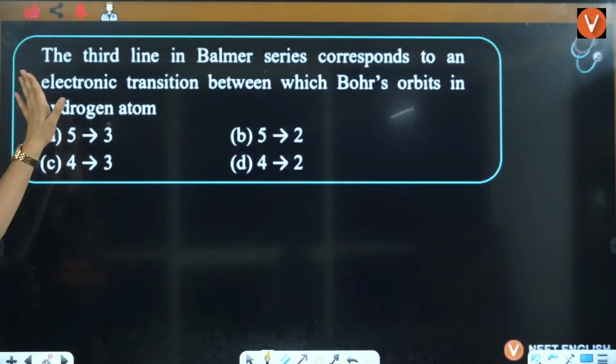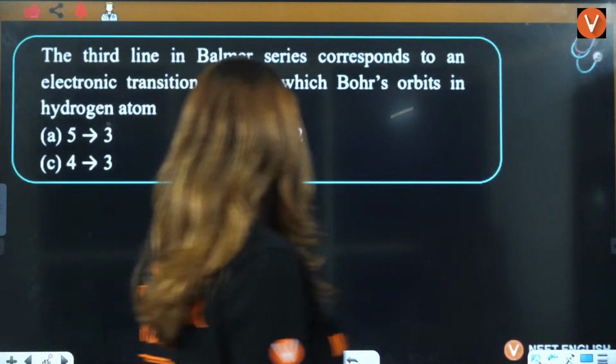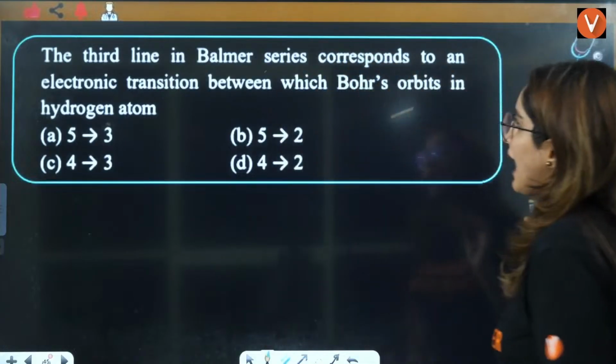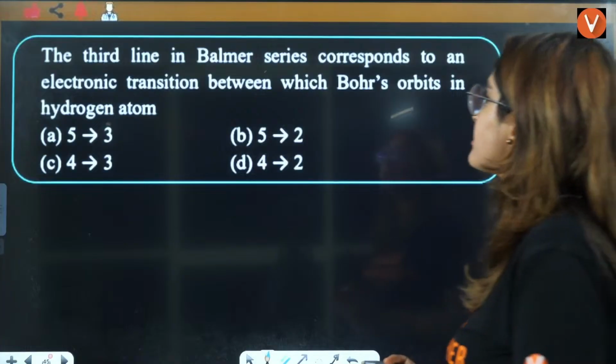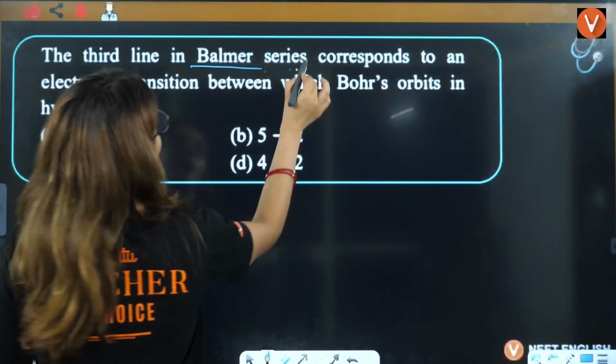Now, next: the third line in the Balmer series corresponds to an electronic transition between which Bohr orbits in the hydrogen atom? See, the third line in the Balmer series.